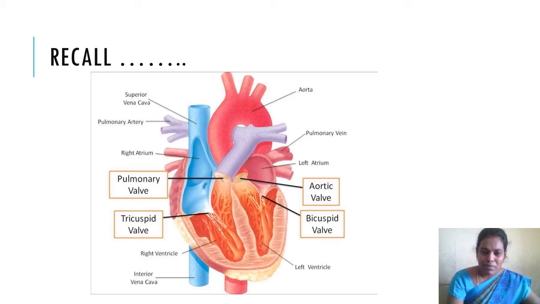The upper 2 chambers of the heart are called auricles or atria. The lower 2 chambers are called ventricles. When compared to the auricles, the ventricle walls are somewhat thicker. And next, if you see the blood vessels, there are many blood vessels connected to the heart. It starts from the right auricle.